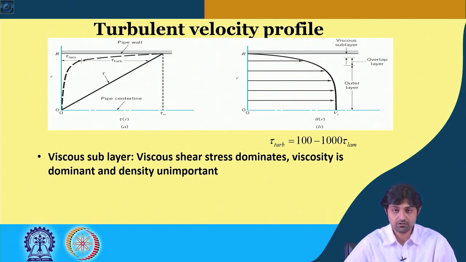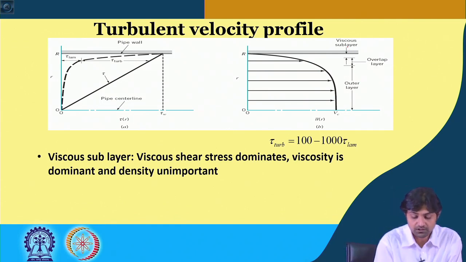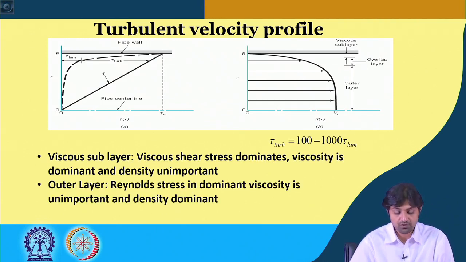We said there are several layers, and we have gone into much detail in our laminar and turbulent module, but for repetition I would like to go once again very briefly and try to solve some problems as well. What is the viscous sublayer? In this viscous sublayer, which is very near to the wall, the viscous shear stress dominates. Therefore viscosity is dominant and density is unimportant, as we have seen before. In the outer layer, Reynolds stress is dominant and viscosity is unimportant, and therefore density is dominant.